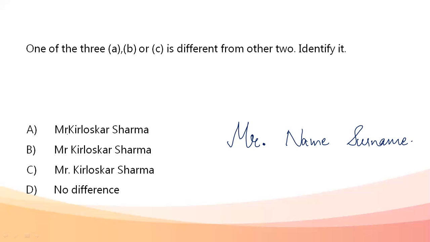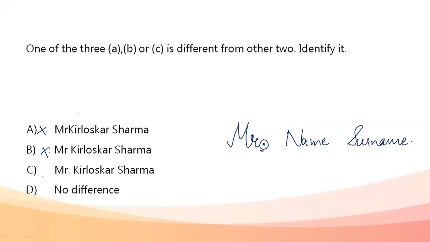First is wrong because I don't have a dot or an abbreviating mark after Mr. Second, there is spacing. The spacing is given properly, but again, in first there was no space between Mr. and Kirloskar, and this dot or full stop was also not there. Next, although the spacing is there, there's no dot. So this is also wrong.